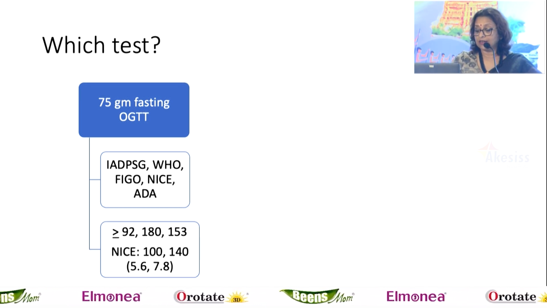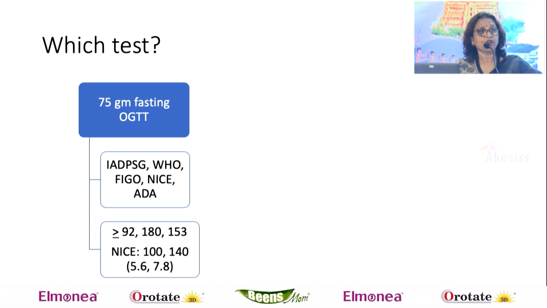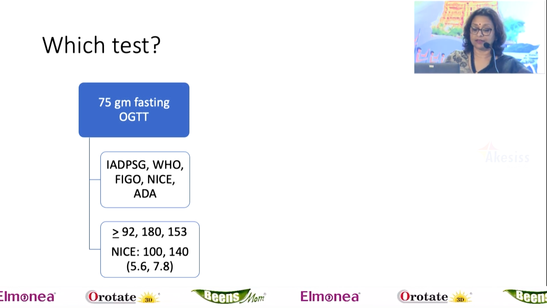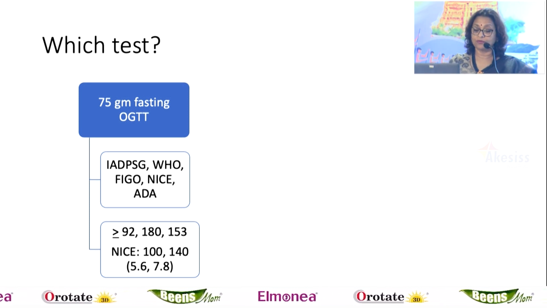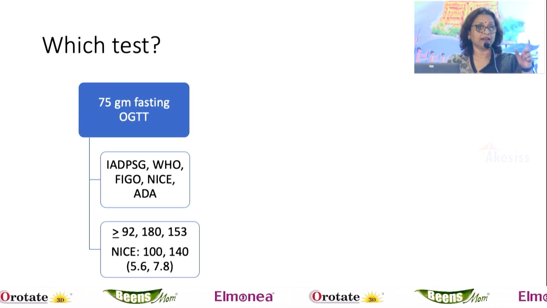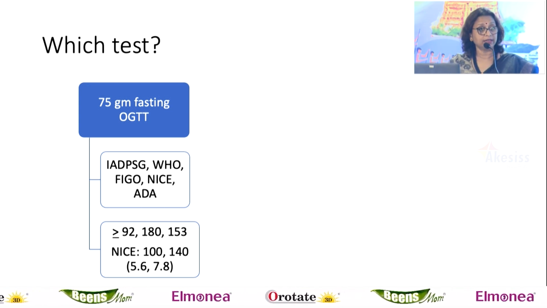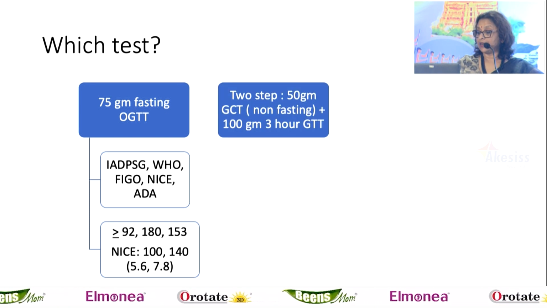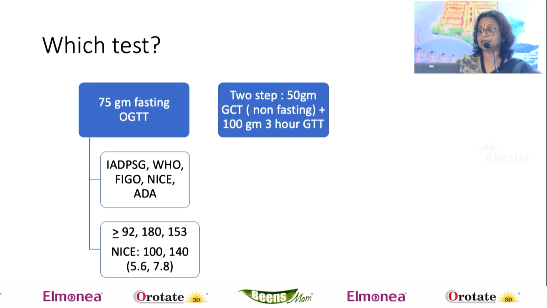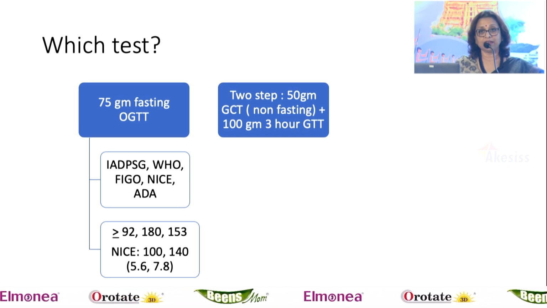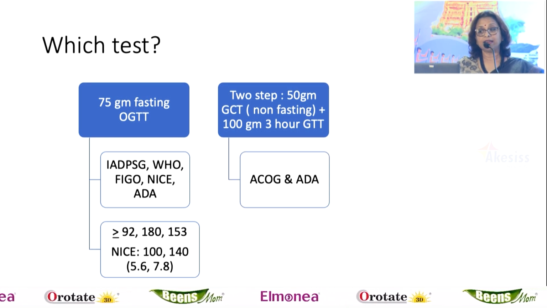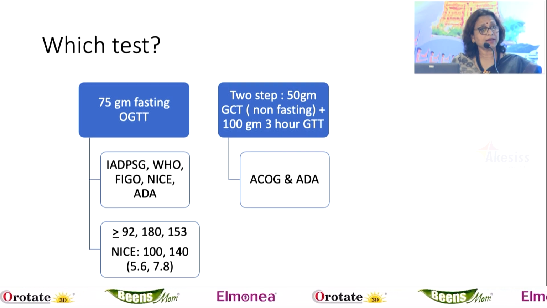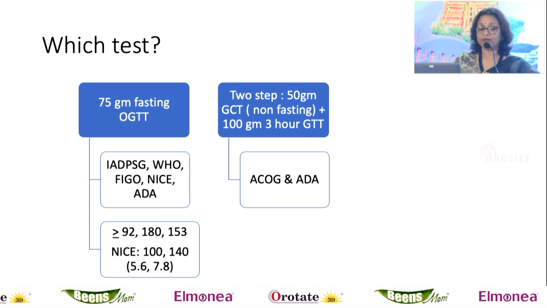NICE uses 100 and 140 as the cutoff, from the fact that the adverse outcomes are more with the higher fastings, and in the range between 92 and 100, really they don't see that much morbidity. And on the other side of the Atlantic, they still believe in doing a two-step screening, which surprisingly many people are still following in India.